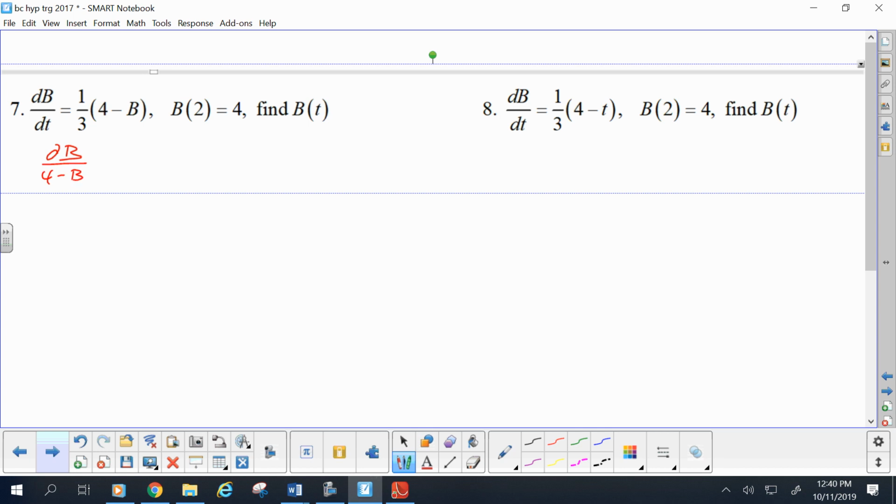So this was a huge source of error on an AP free response a couple of years ago. Do you agree with my separating the variables? Yeah. Okay, so when you integrate the left, what is it?